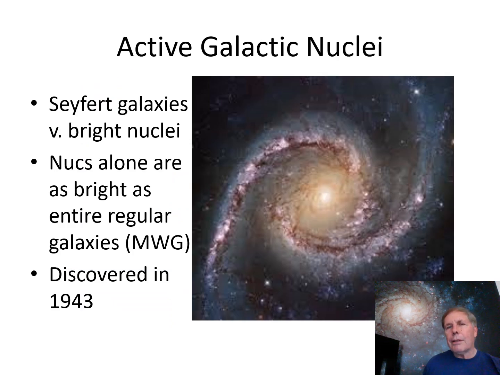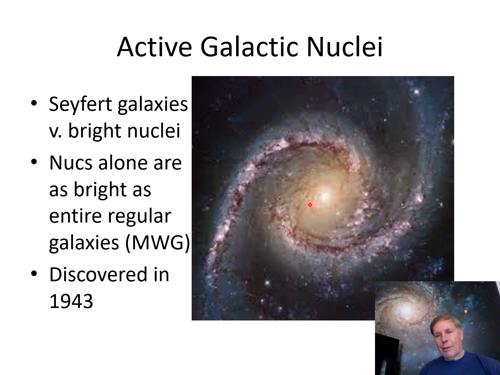Now, let's talk about active galactic nuclei. This is a famous type called Seyferts. They were discovered in the early 40s. People had no idea what these things were back in those days. The one distinguishing characteristic is what you see here, a very bright nucleus.